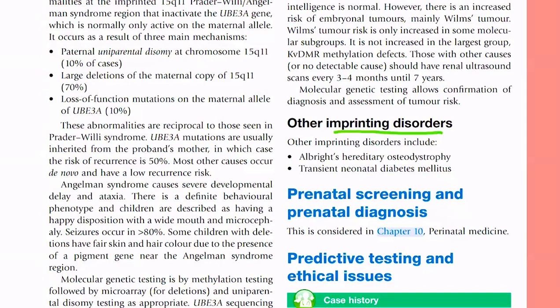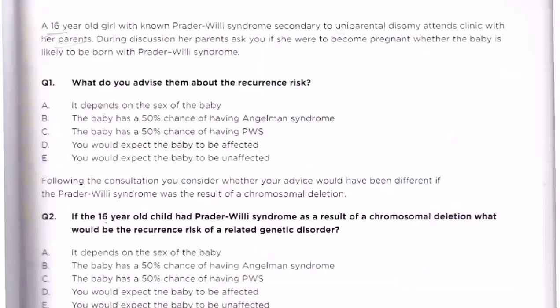See here, they have told you other imprinting disorders: Albright osteodystrophy and transient neonatal diabetes mellitus. So these are five, but the first three I mentioned are the most important ones. We must know the recurrence of these disorders in the next pregnancies, in the next children, and the basic causes of these imprinting disorders. Keeping this in your mind, we will read our first case, from the TOS case number 21. So start it.